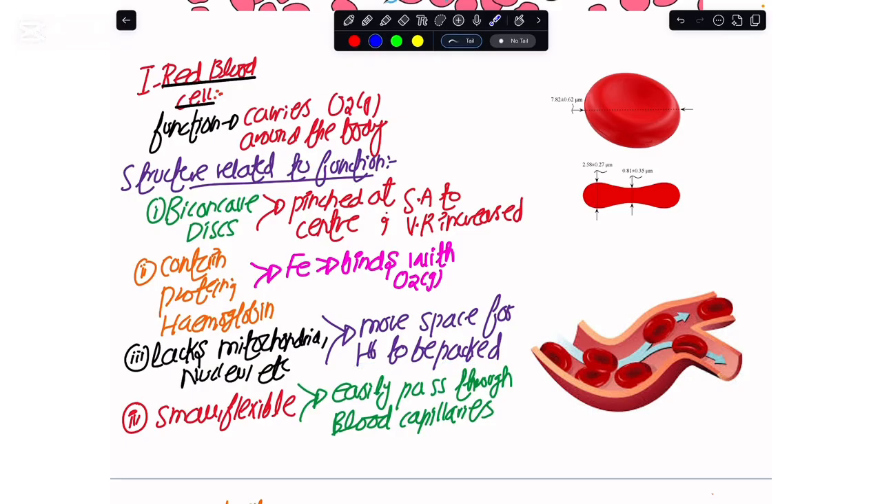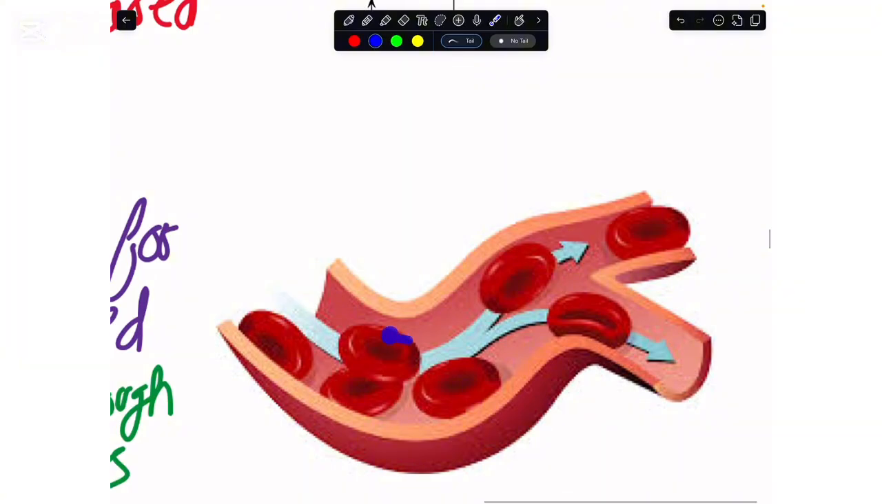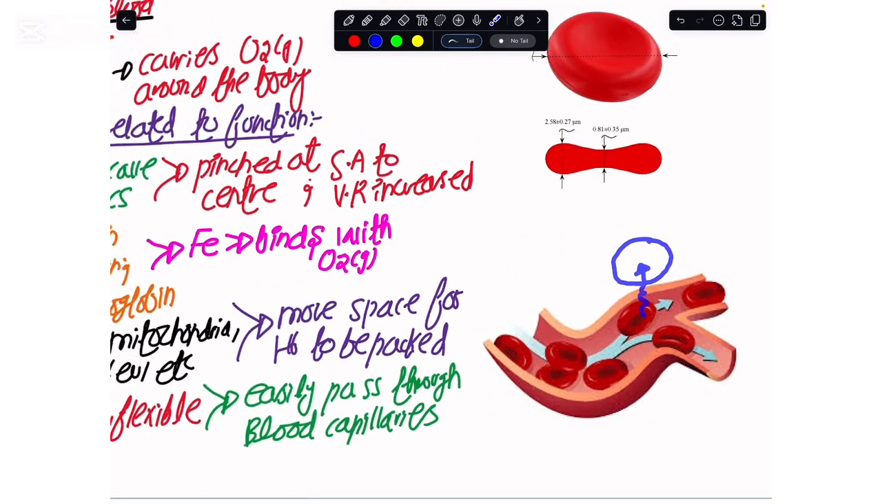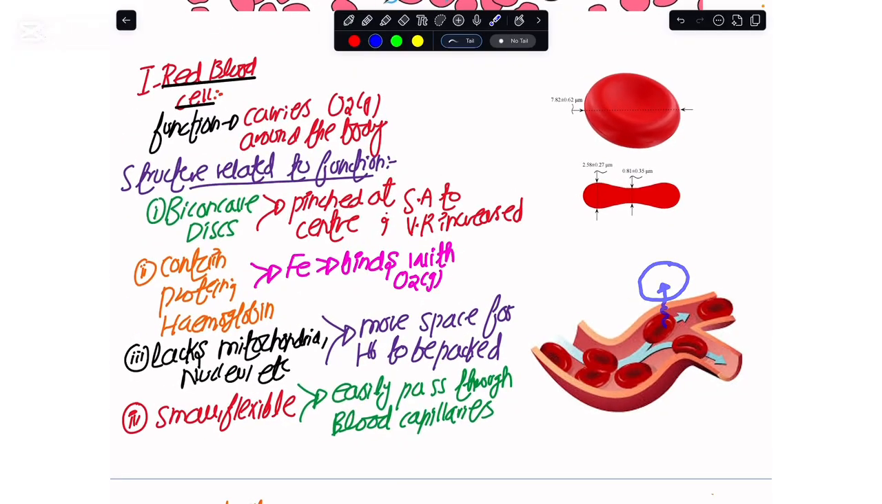And another point is that red blood cells have an ability: when they pass through the blood capillaries, they squeeze through them. When they squeeze through, their contact with the surrounding tissues increases. That is why they deliver a sufficient amount of oxygen gas to the surrounding tissues that we have.